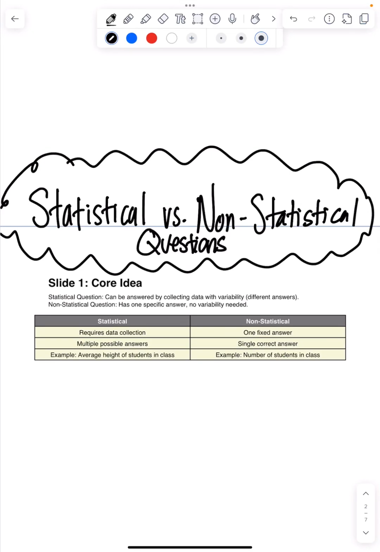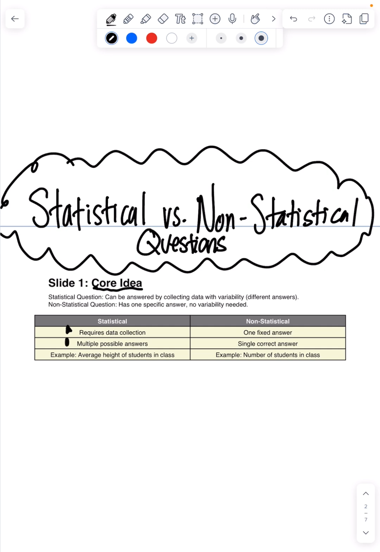Hello, everyone. Today we'll be discussing the difference between statistical versus non-statistical questions. So, just going to start by thinking about what the core idea is here. The main core idea is that statistical questions are questions that require data collection.